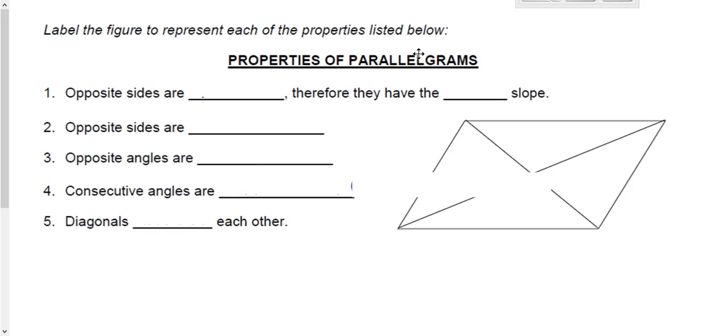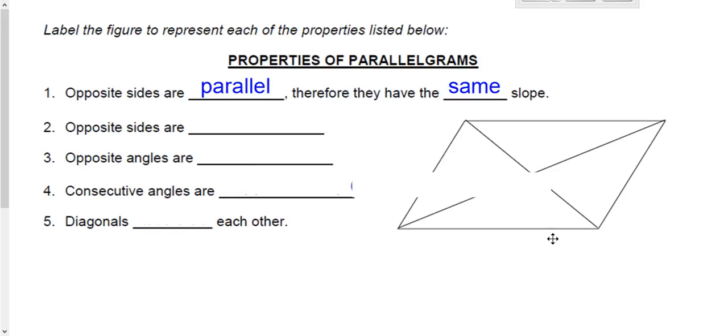Now here's a list of the properties of parallelograms. You'll be using this a lot when you work out your problems. It says opposite sides are parallel. We know that because it's a parallelogram. Therefore, they have the same slope. I don't think we'll be doing any slope problems, but yes, this side and its opposite side have the same slope or slant. That's why they're parallel.